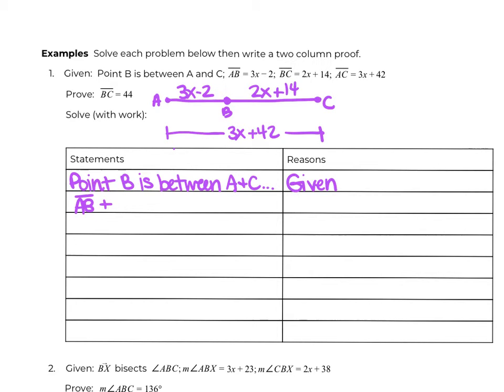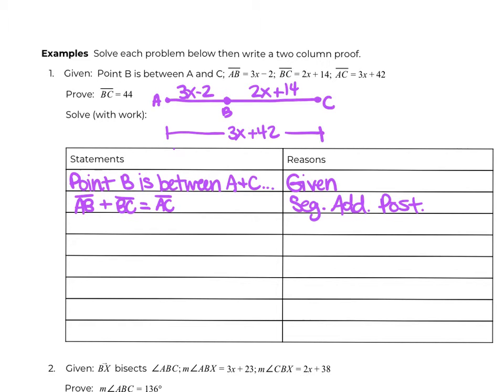What is the other part of that segment? The other small part would be what? BC. Okay. What's the whole? AC. And then we said that was what reason? Segment addition postulate. You can abbreviate there if you want.